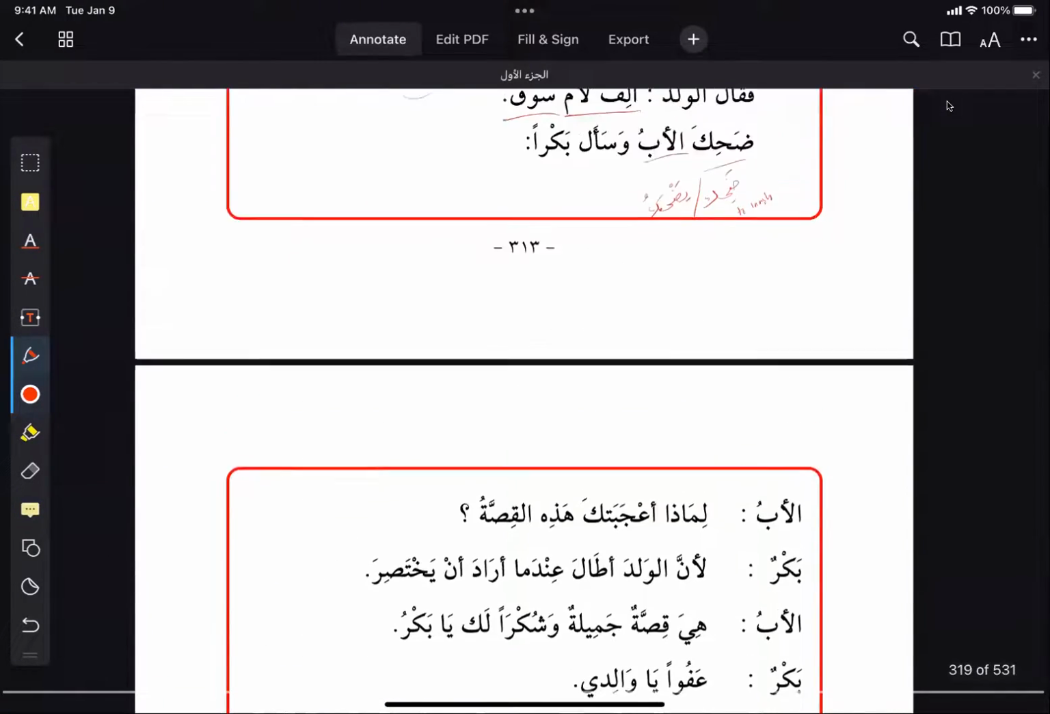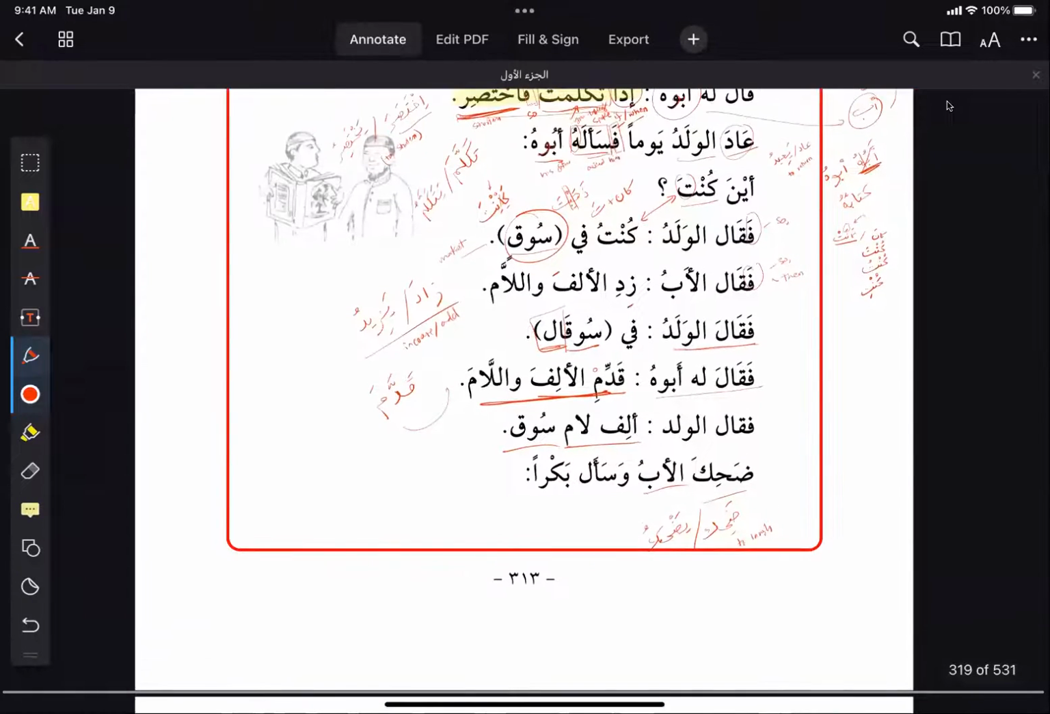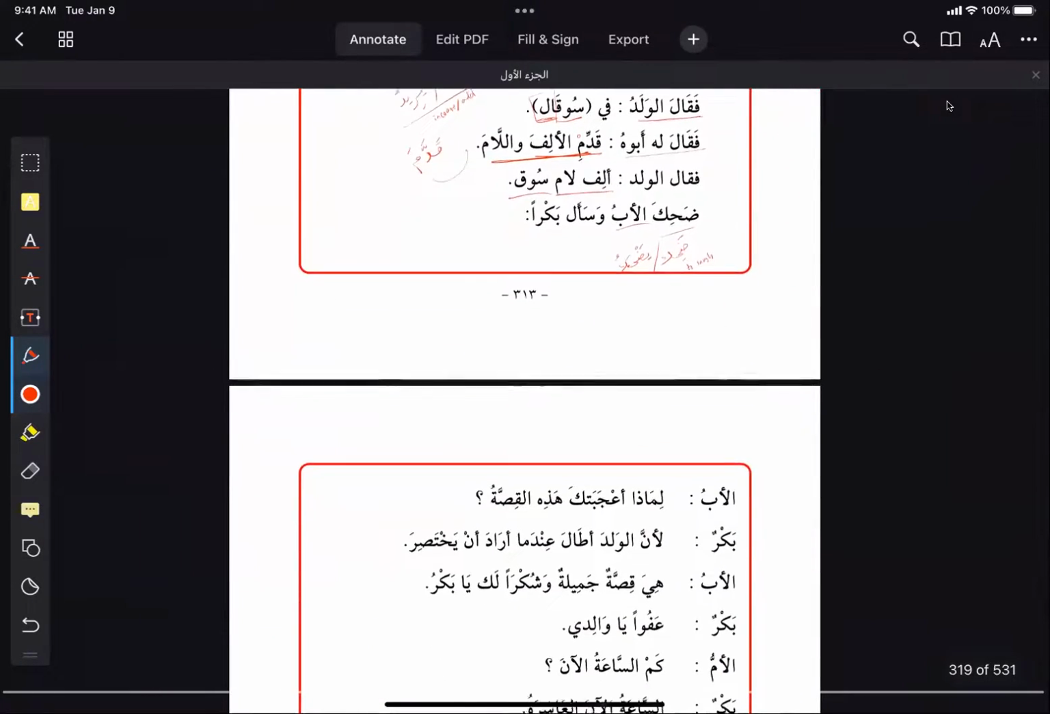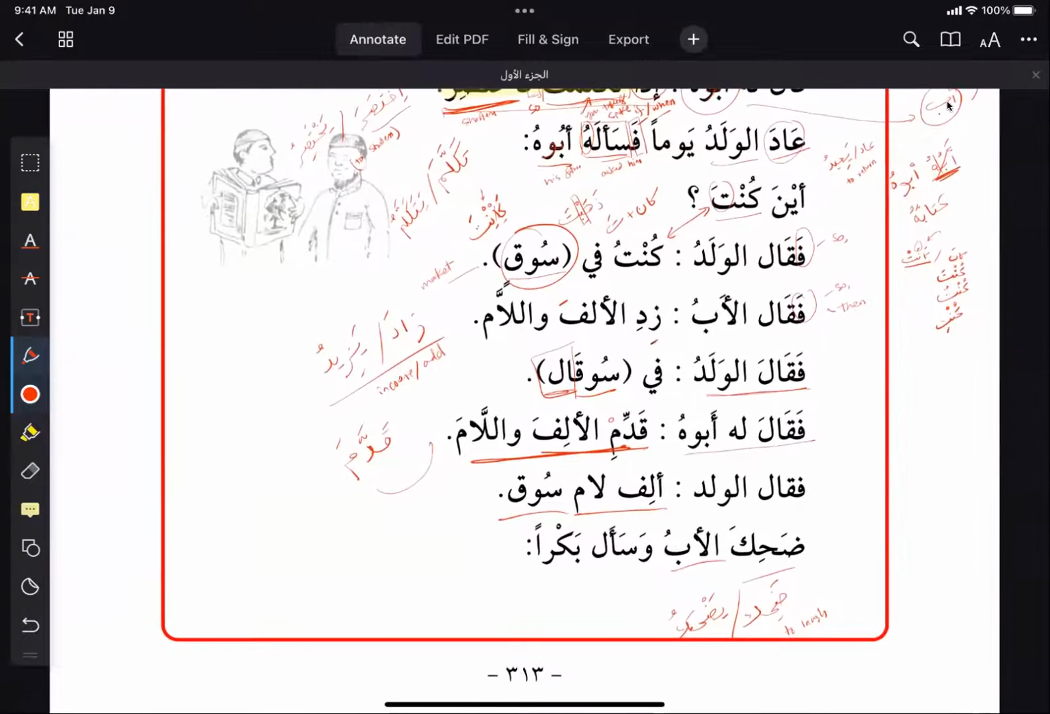Do you want me to just finish it or do you want to stop here? Okay, so inshallah we'll wrap up here. Next time we will continue and finish.